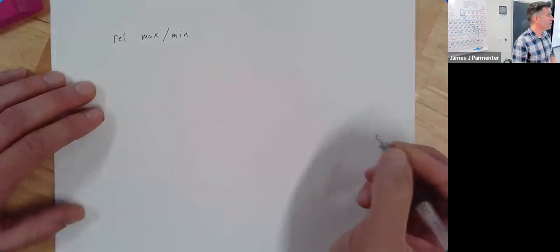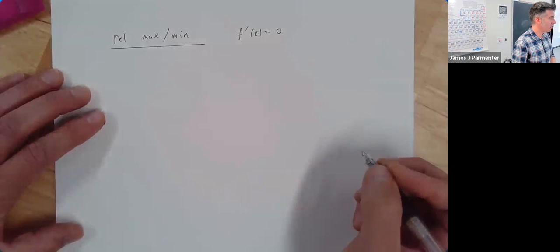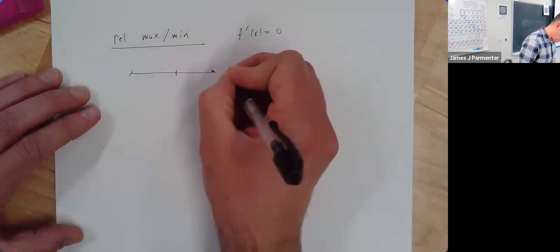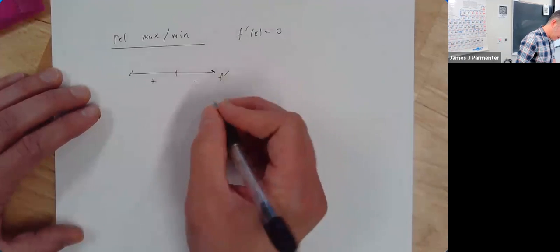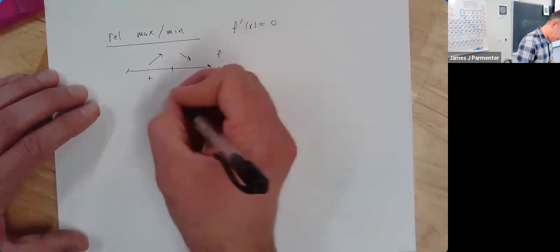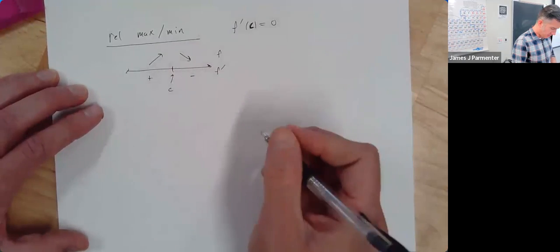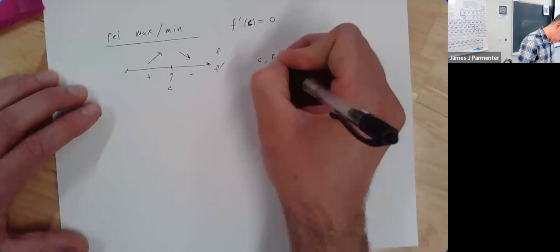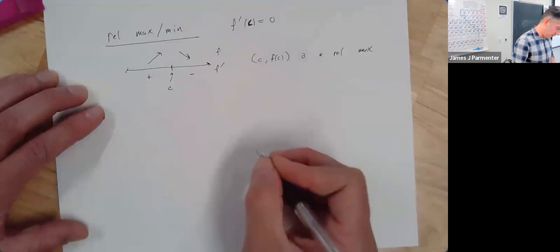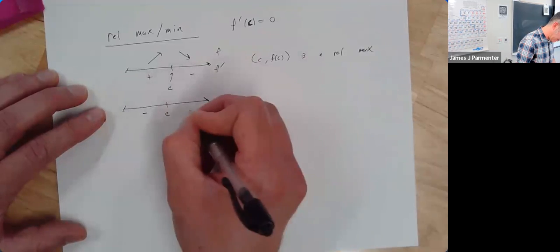Relative extrema. So relative max or min is when the first derivative is equal to 0. And then if you want to have a maximum, it's where the derivative goes from being positive to negative because your function is going from increasing to decreasing. So that's going to be a relative max. So if we call this our critical point, say C, then C comma f of C is a relative max. On the other hand, if on your sign chart at your critical point, the derivative goes from being negative to being positive.